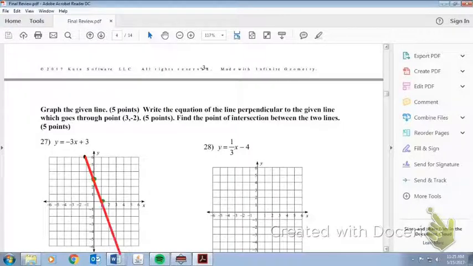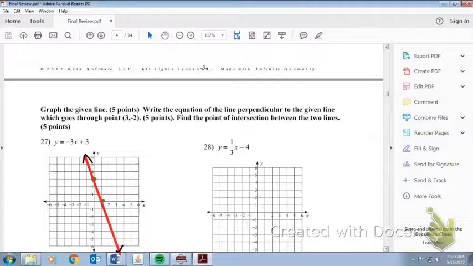So, if 3x plus 3 is our line, then we know that that means that the y-intercept is 3. So we have a point at 0, 3. We know the slope is negative 3. So we go down 3 over 1, rise over 1. And that gives us a point of 1, 0. So what we're going to do then is connect those 2 points, and that's our line. So that's the first part.